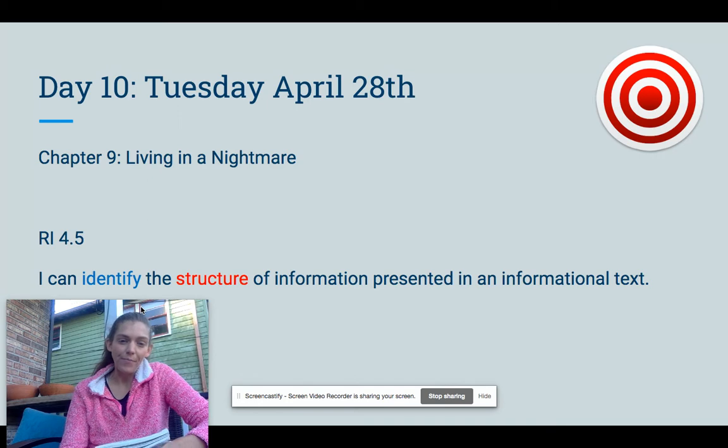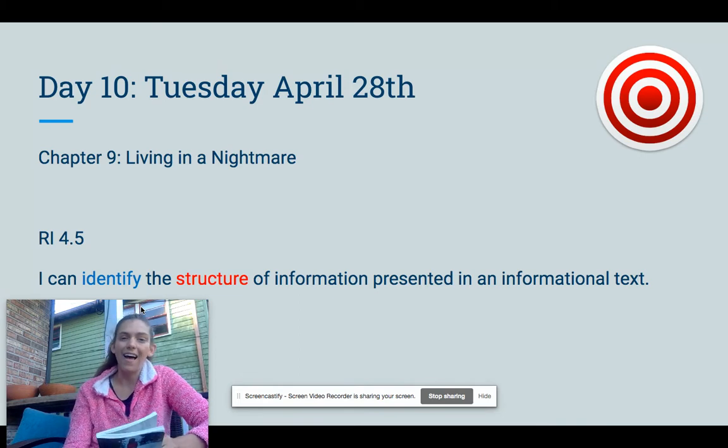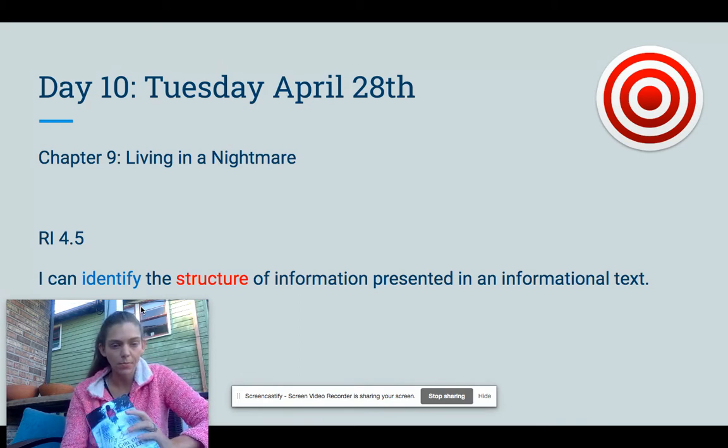So our standard skill that we're going to focus on today is RI 4.5. I can identify the structure of information presented in informational text. If you're thinking, we already did this with this book, you're right, we did. This week we're going to circle back around to some of those previous standards that we touched on, and we're going to touch on them harder. We're going to master them. We're going to just keep practicing with those standards that are what we call the highly tested standards on LEAP. Okay? And they're also the foundational standards.